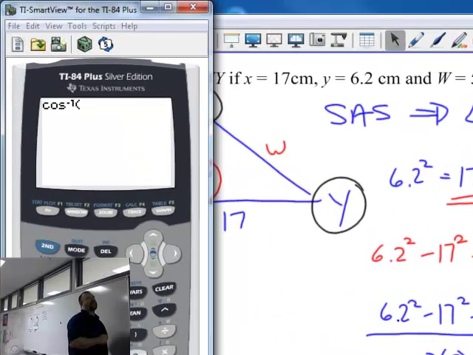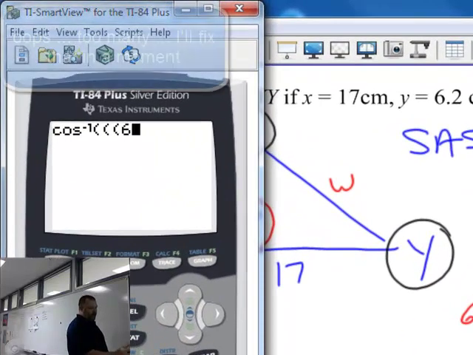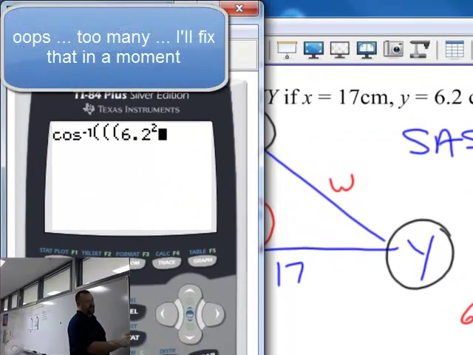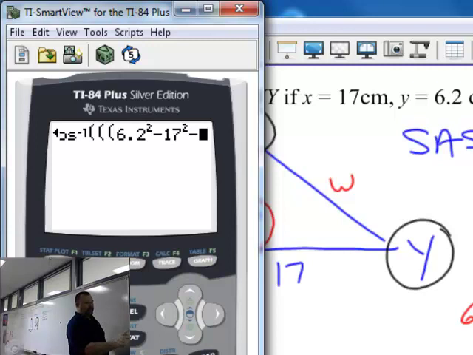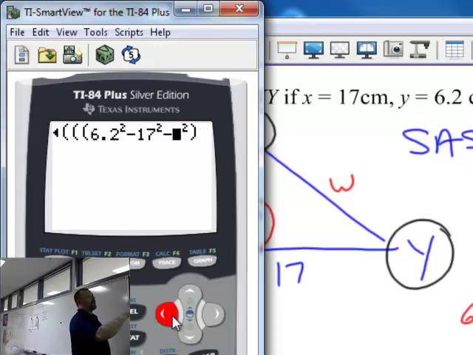So we need an extra parentheses for the numerator. 6.2 squared minus 17 squared minus W squared. Now W is alpha W. Remember, W's been saved. I'm going to close the parentheses there and divided by. Hold on, I got too many parentheses. Well, that's okay. Just add another one later.